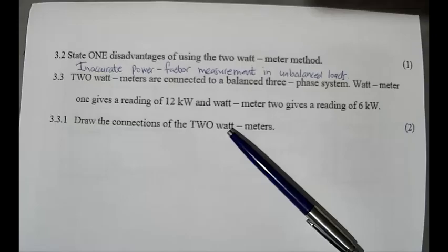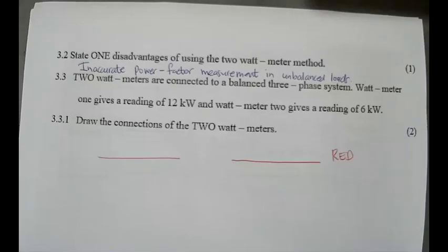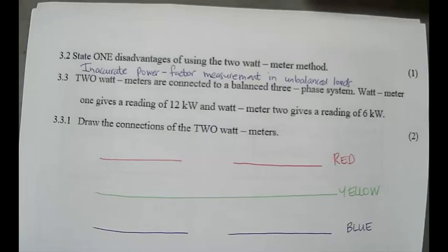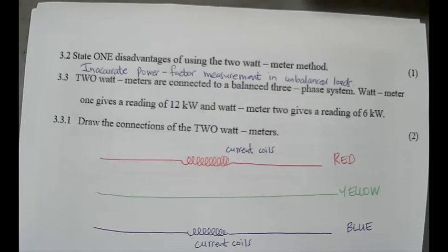So draw the connections of 2 wattmeters. That's our first question. So drawing them, that's our red phase. Then we have our red, yellow, blue phase, and we're going to connect our 2 wattmeters up there. Remember that a wattmeter has 2 coils. One is connected in series and the other one is connected in parallel. Okay, so connecting our series coil, it would be like that. Okay, and then our other coil, which would be our potential coil, right?